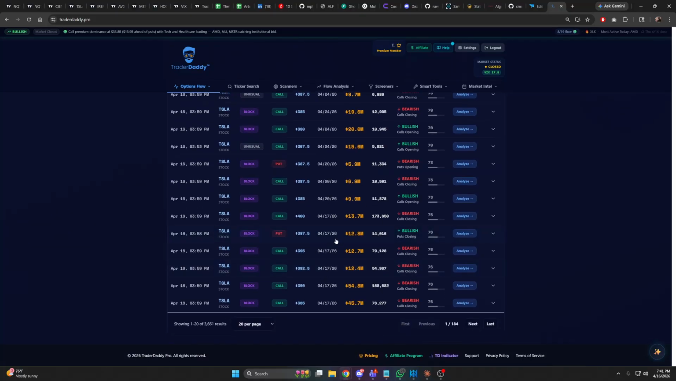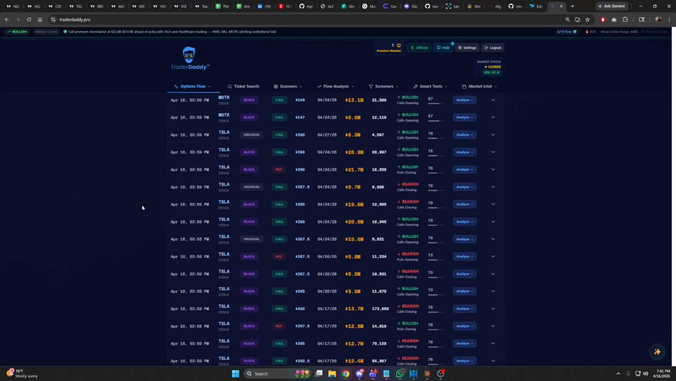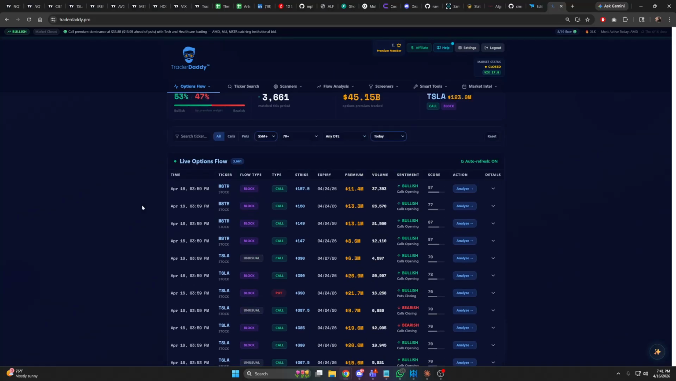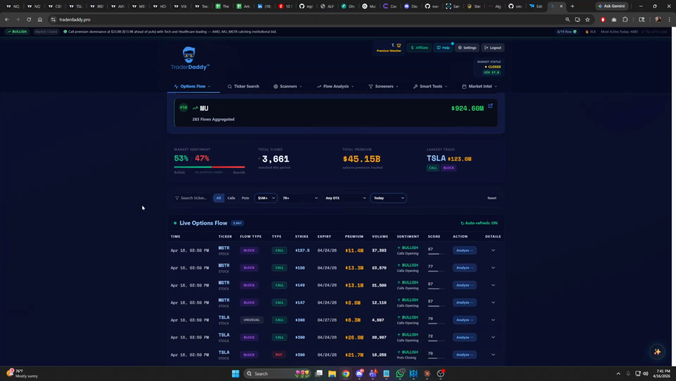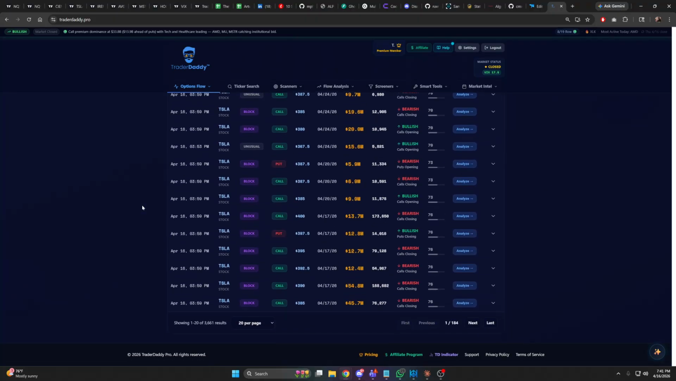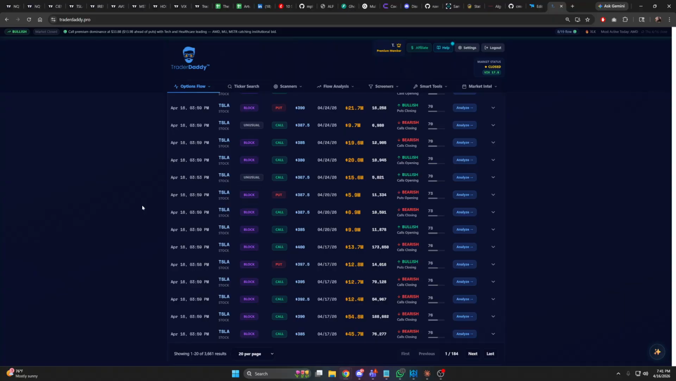Obviously, you also see a bunch of Tesla flows, but Tesla in general has been getting a lot of premium, and it's been very bullish. I'm pretty sure I saw somebody in Pathfinders playing Tesla. So yeah, Tesla is getting a ton of flows as well. Tesla has earnings coming up soon. It is the first Mag 7 stock to report earnings.